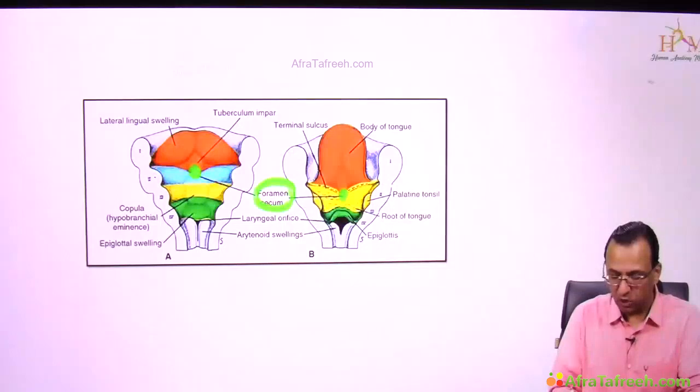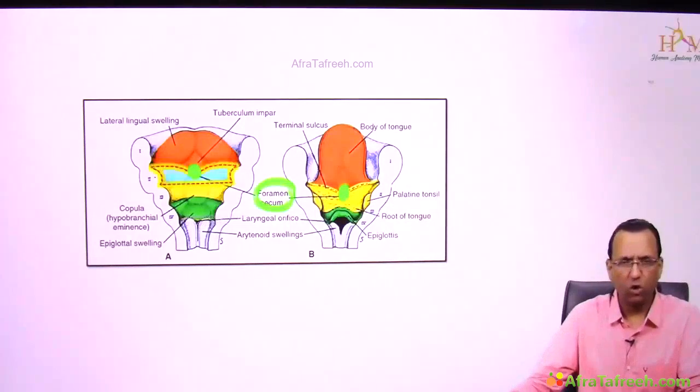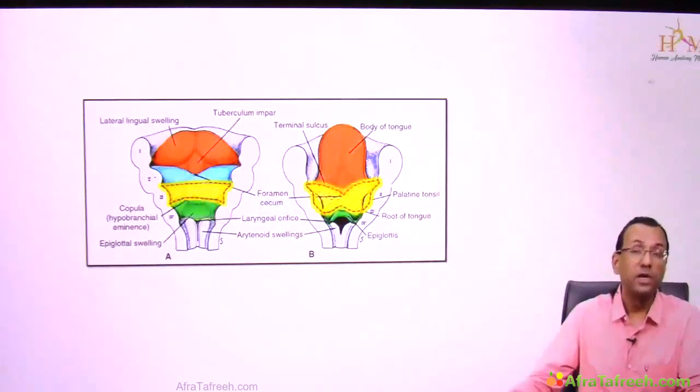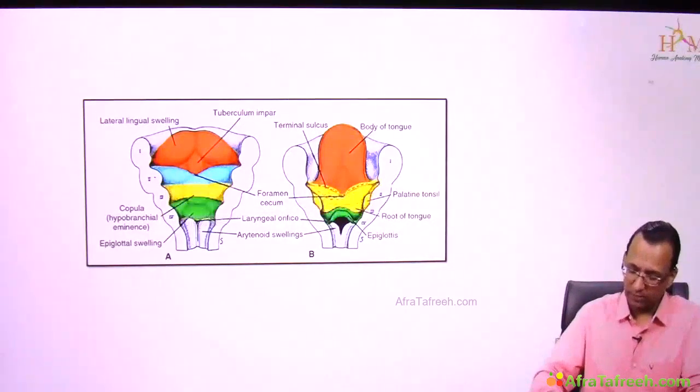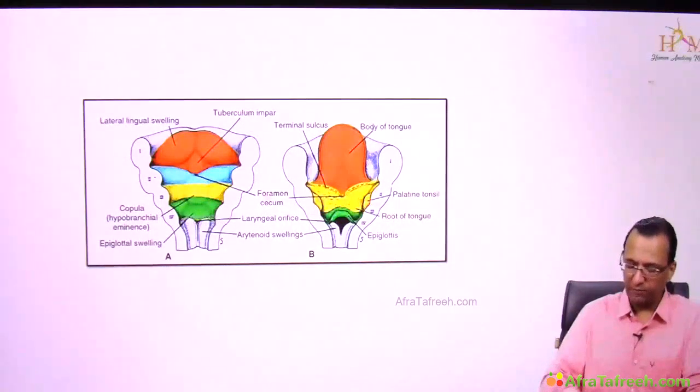You mean to say the second arch does not contribute to the tongue at a greater level? No, it will disappear at foramen cecum. So it is the third arch, which is yellow color here, that is contributing to the posterior one-third of tongue. The posterior one-third of tongue is coming from the third arch.